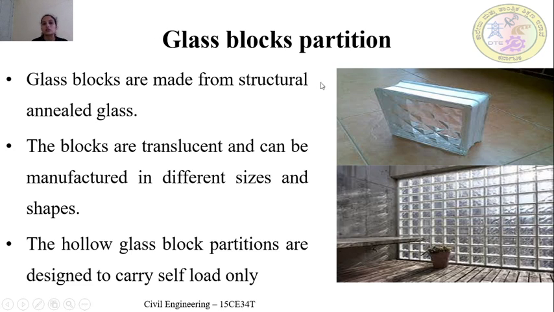So for the glass block partition, in this particular picture you can observe the partition wall has been constructed using glass blocks.